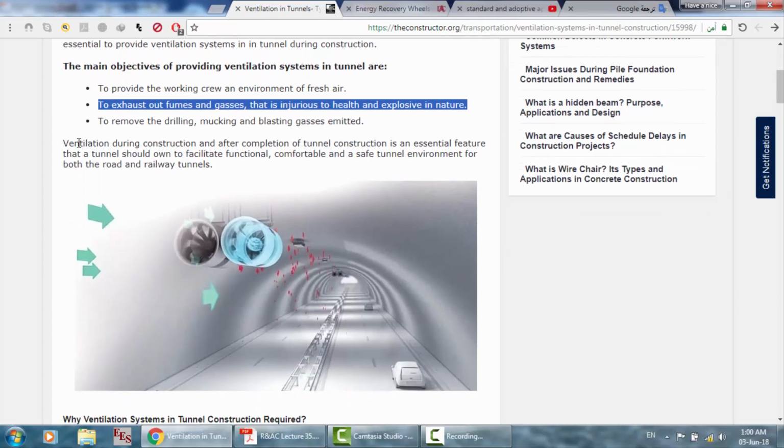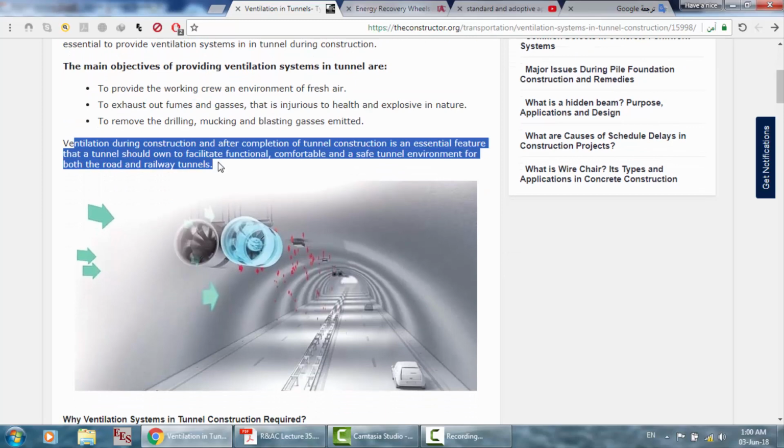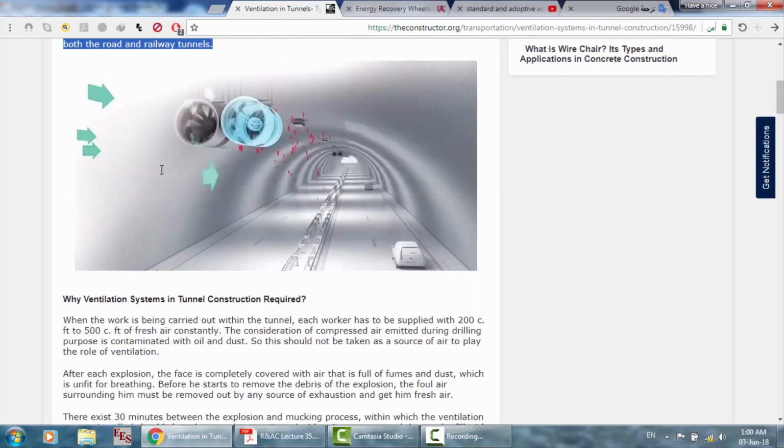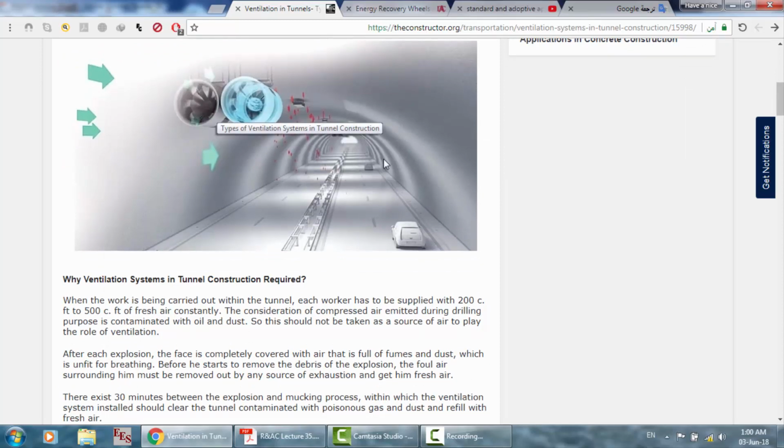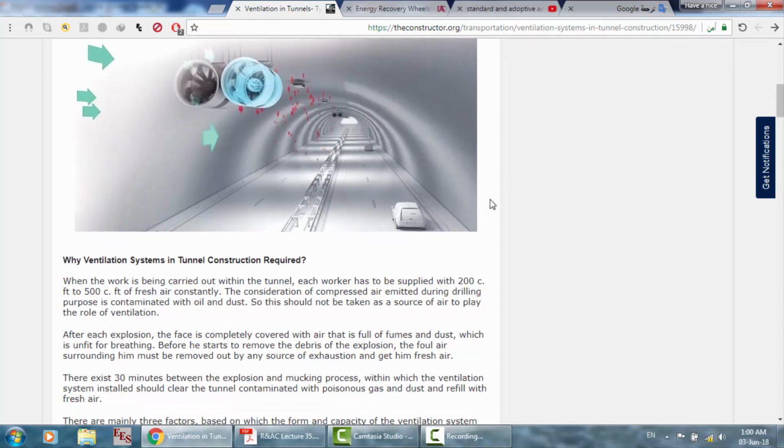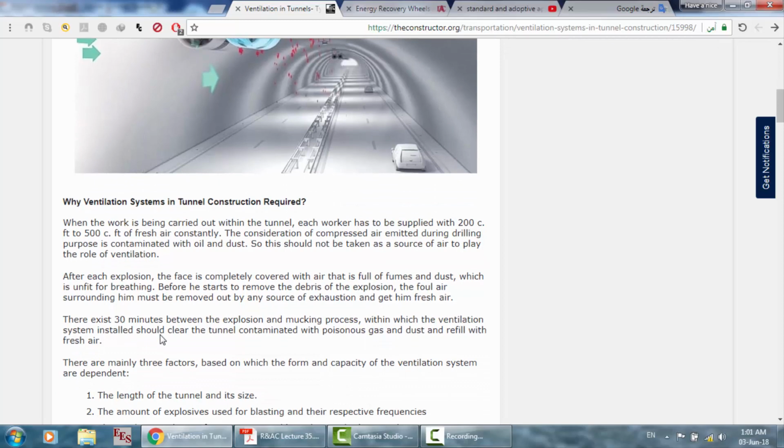Ventilation during construction and after completion of tunnel construction is an essential feature that a tunnel should have to facilitate a functional, comfortable, and safe tunnel environment for both road and railway tunnels. So we have here a good picture for this. Why is a ventilation system required in tunnel construction?